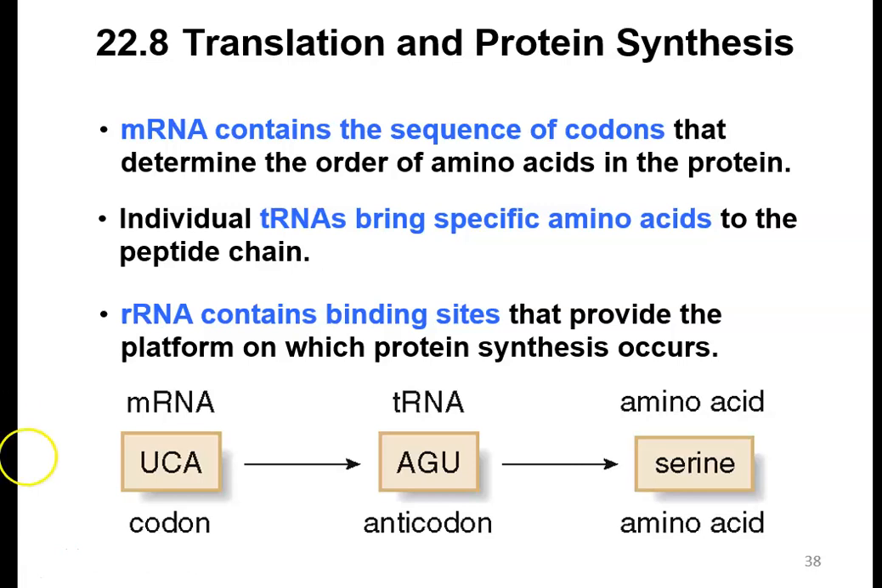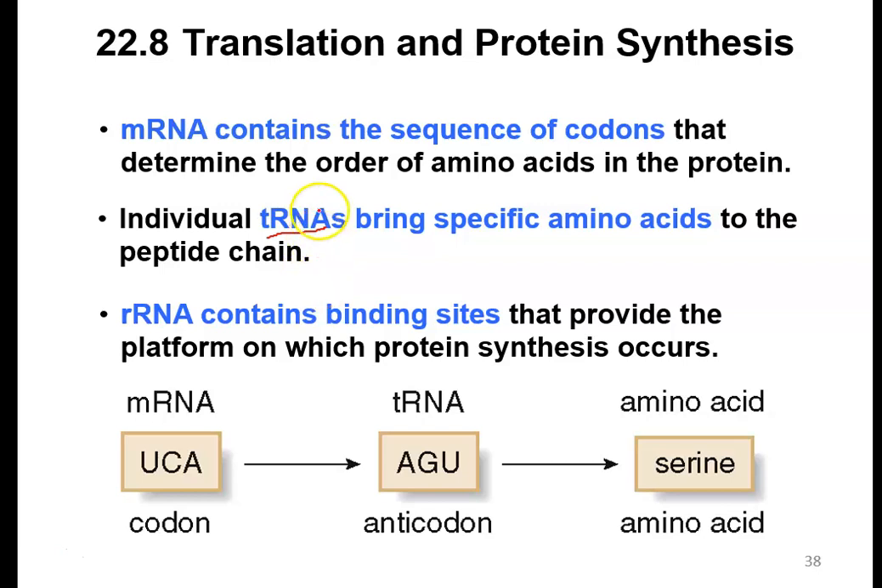All right, in section 22.8, what we're going to do here is talk about what happens once the messenger RNA gets the code. How does it now synthesize the protein from the code into the protein? So now we're going to be talking about the tRNA, or the translation RNA.